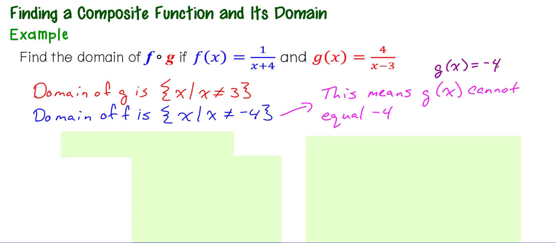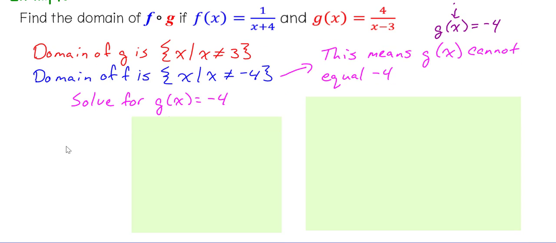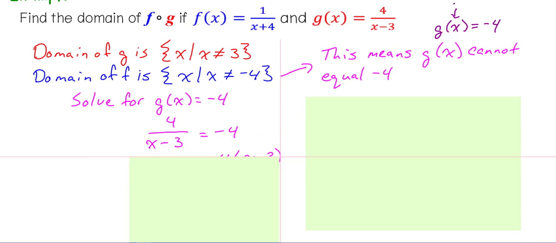So if g of x cannot equal negative 4, what is my x value then? Because that's what we're going to have to exclude. We're not excluding the negative 4, we're excluding the x value that would go in for g of x. So we want to solve for g of x equals negative 4. First, we're going to place in the 4 over x minus 3 for the g of x, and we're going to set that equal to negative 4.